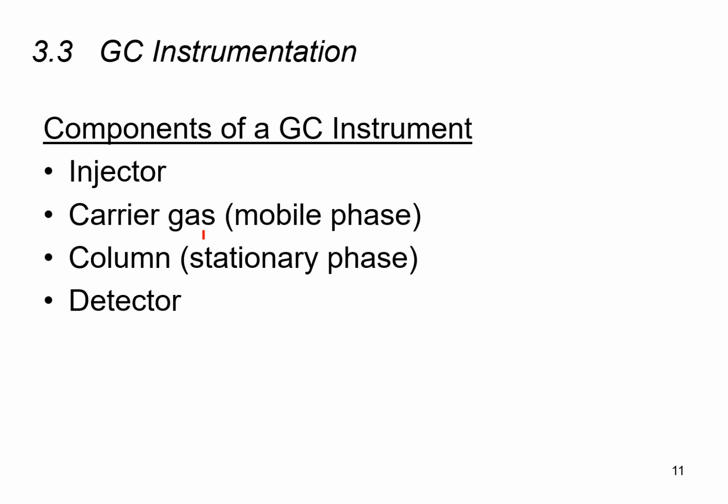Now, as promised earlier, we'll talk in a bit of detail about the various components of a GC instrument. So the first would be an injector. So the injector port, that's where we inject our sample. We mentioned that we have a carrier gas that acts as the mobile phase. Its main purpose is to carry the sample through the instrument. We'll talk quite a bit about the column because that is the most important part of a GC instrument. That is where the separation actually occurs. And finally, we'll bring up three types of detectors that are very commonly used with GC instruments.